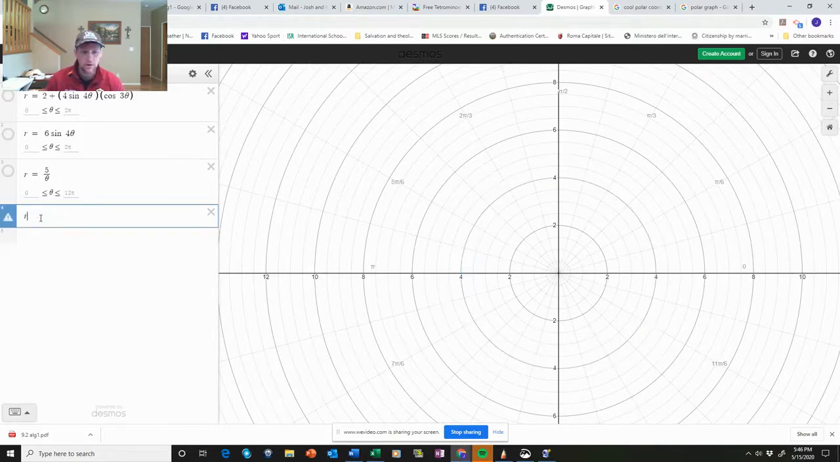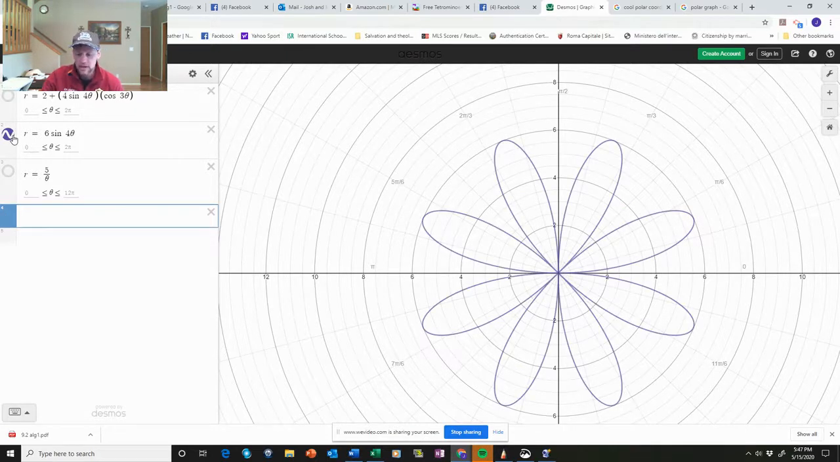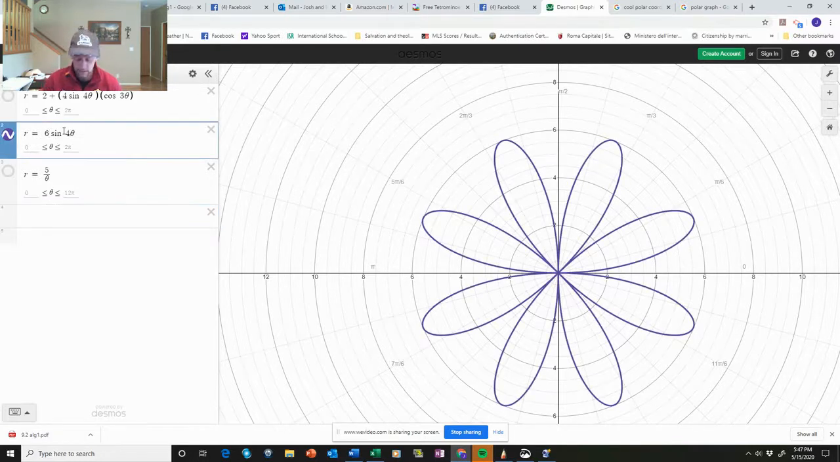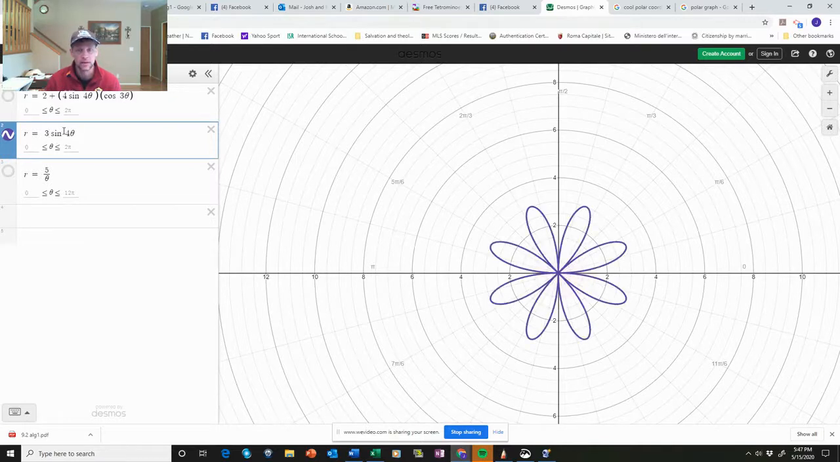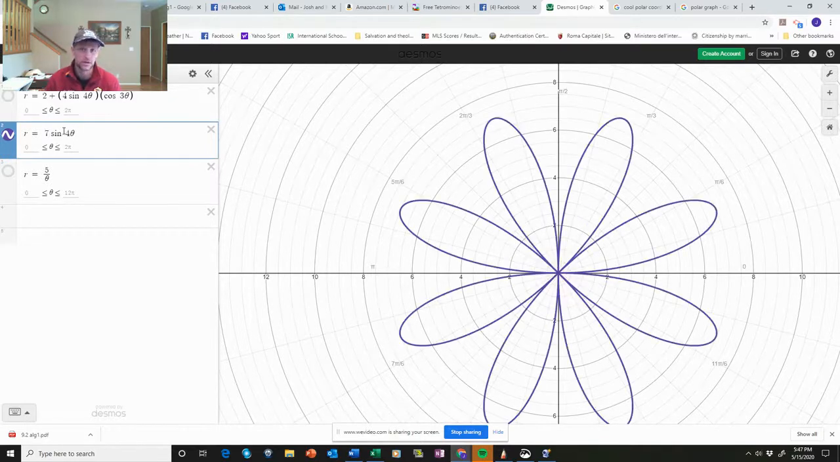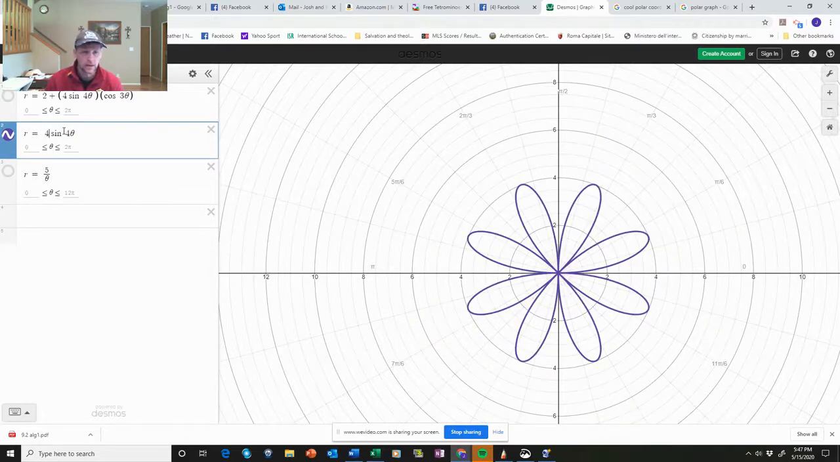Let's go to the second one. The rose petals are a lot of fun. This one's the rose petal. So these equations always look like this: r equals some number times the sine or the cosine of theta. This first number in front decides how big it is. So that has a radius of 1. If I make this 2, it has a radius of 2. If I make it 3, it has a radius of 3. If I make it 7, it has a radius of 7. I'll make it 4.